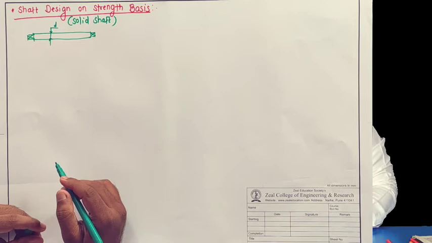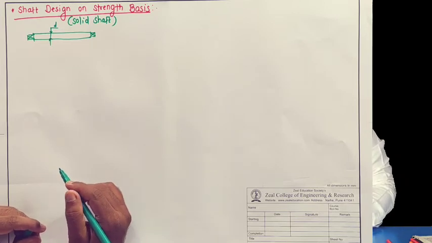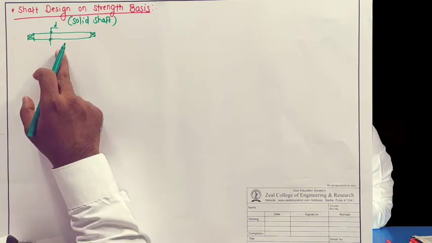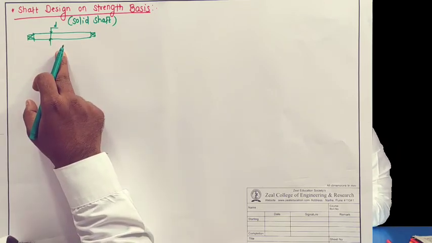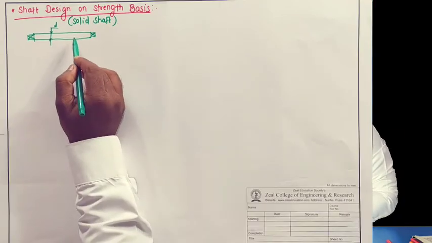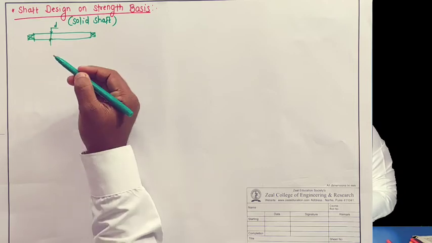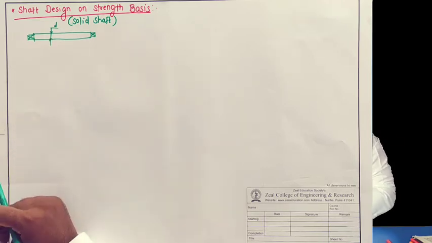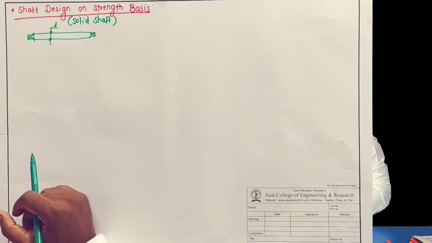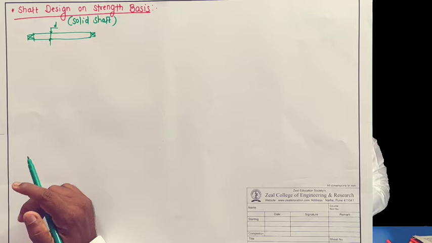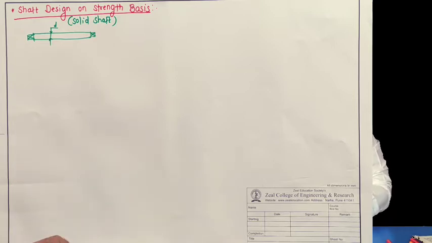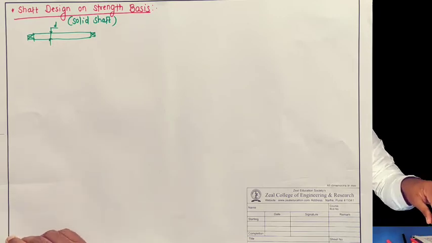While designing this, first of all we have to consider what kind of stresses are coming on the shaft, because this shaft performs the transmission of motion as well as torque and power, while a pulley, gear or sprocket is mounted on the shaft. So we need to consider the load conditions. While designing the shaft, we have to be very clear about what kind of loads are coming on the shaft.